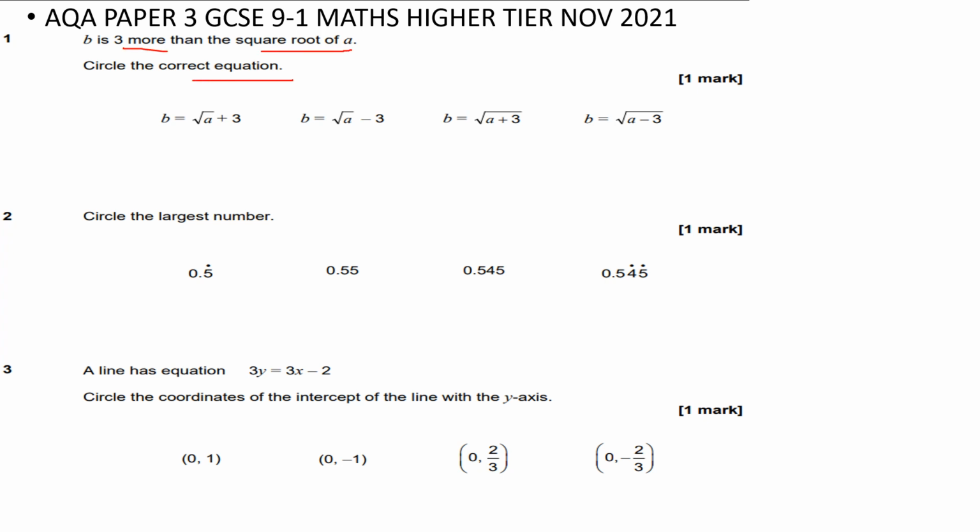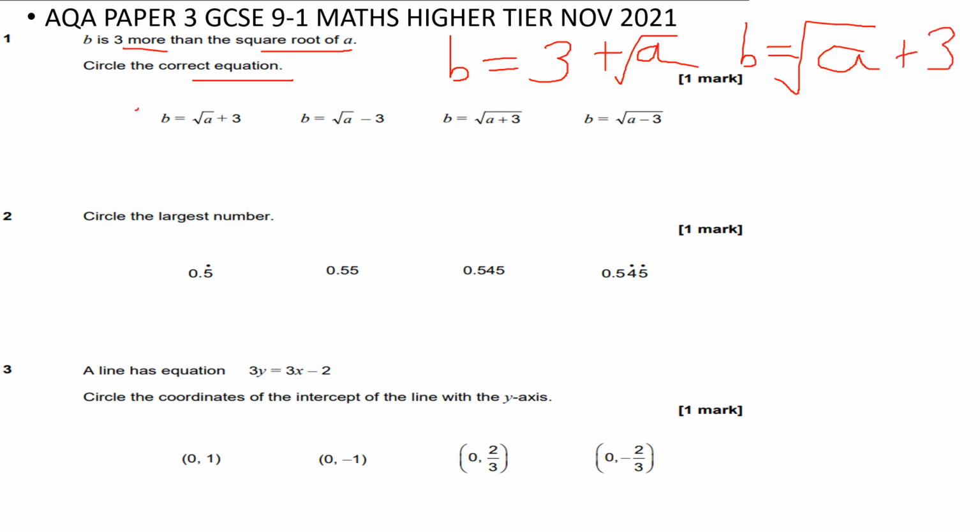Circle the correct equation. B is equal to 3 more than the square root of A, so it's going to be root A plus 3. Think about it as root A, plus 3. The 3 goes on outside of the square root, so it's not actually part of it. Which is going to be option number 1.